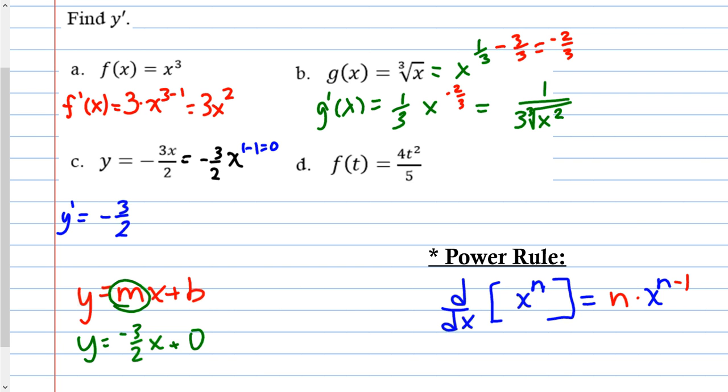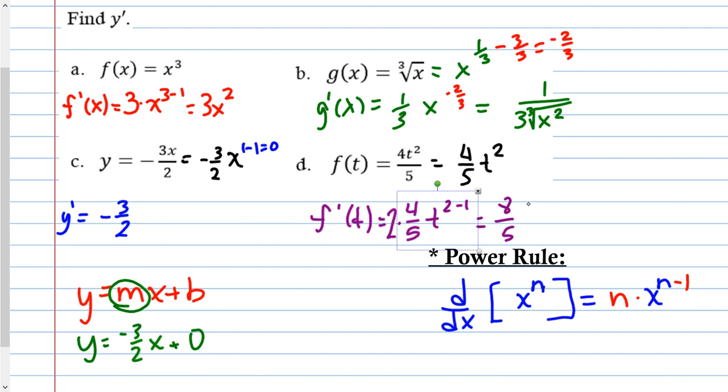All right, so final one. Again, I want to go ahead and separate the fraction from the variable. So when I derive this one, f prime of t equals 4/5 t squared, but I'm going to subtract 1, and I should have multiplied the fraction by that exponent, which was 2. And so I get 2 times 4 is 8 over 5, and then t. And there you go.